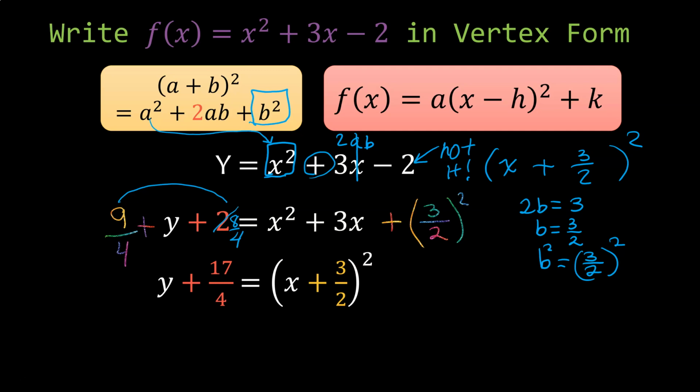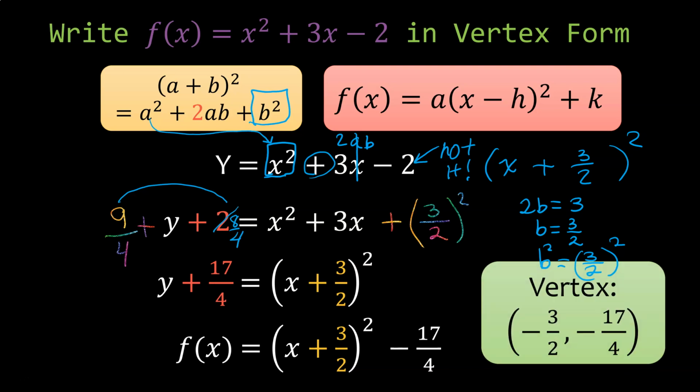And then one last thing to do is to go ahead and subtract 17 over 4 to the other side, and we get our vertex form. Okay, so then the vertex is -3/2, -17 over 4, because this plus 3/2 is moving it to the left, and this minus 17 over 4 on the outside is moving it down. So we have the vertex at -3/2, -17 over 4.